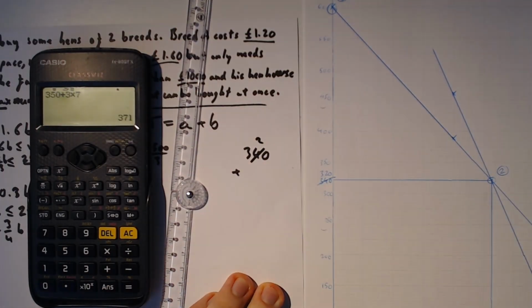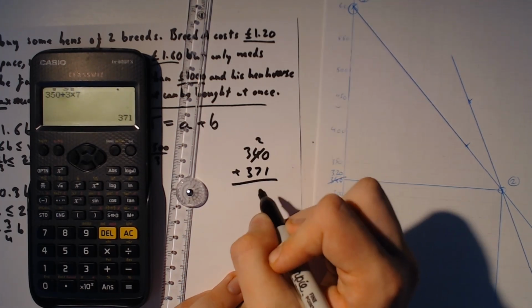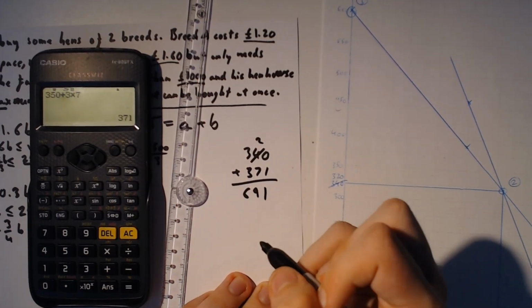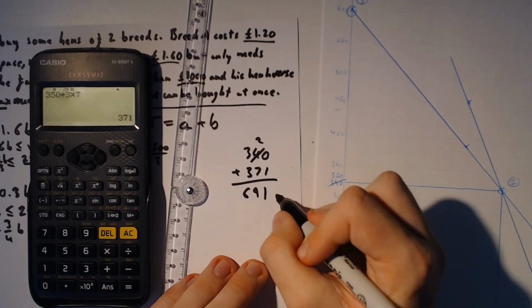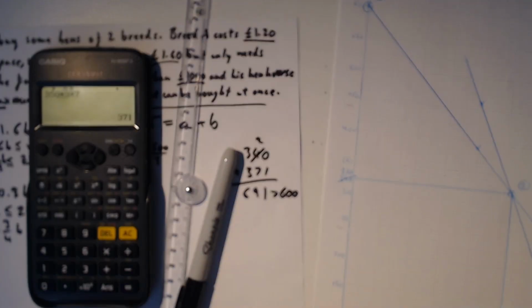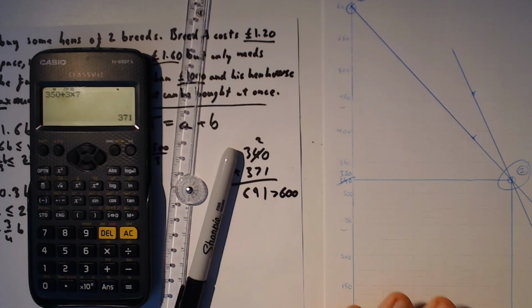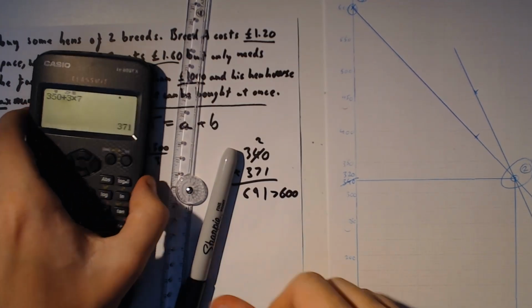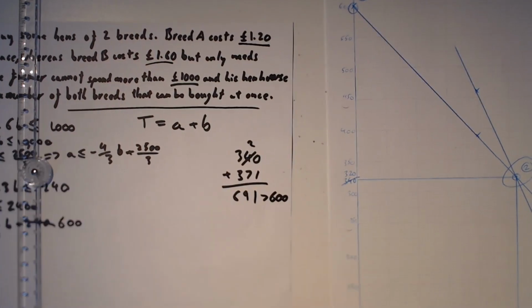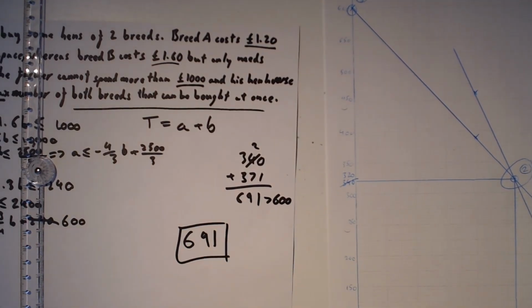320 plus 371, which in total adds up to 691, which is greater than 600. So we know that our answer is going to be this point number 2. So the maximum is 691, and that's your answer.